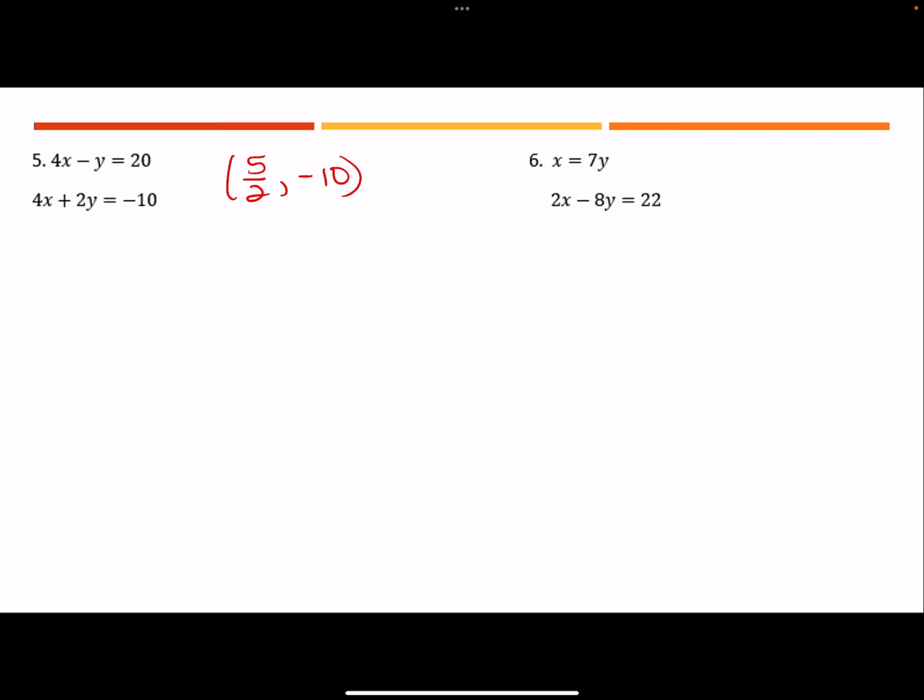All right, pause the video one more time, and then you can try number 6. So think about what method you would use. I noticed that x is by itself here, so I would probably use substitution. And this ends up giving you a really ugly answer. But that's going to be your final solution.